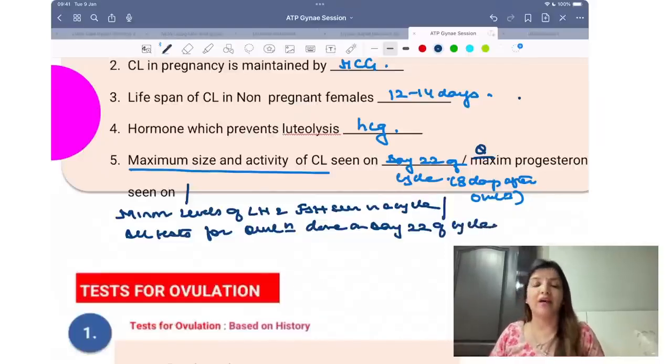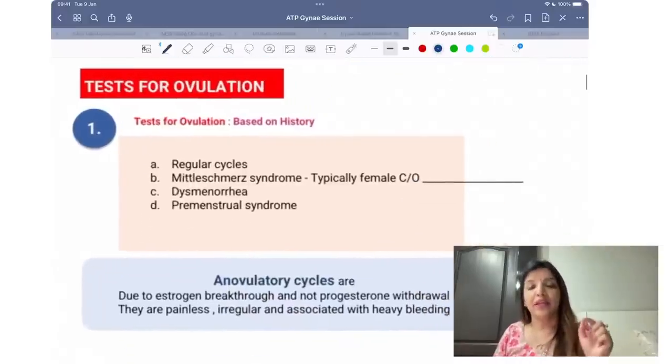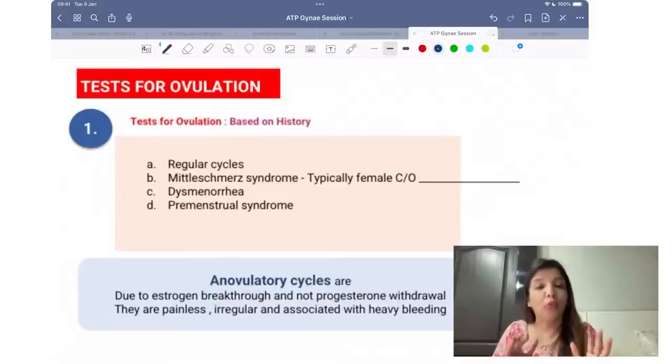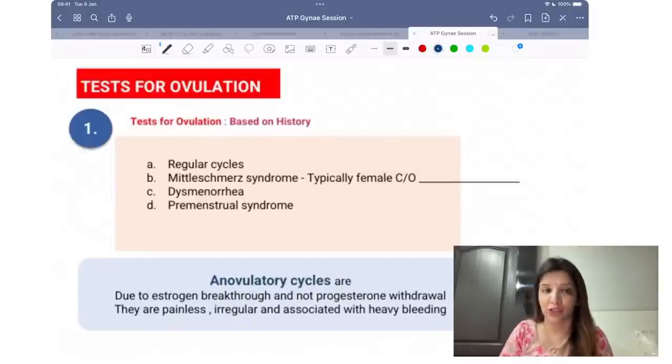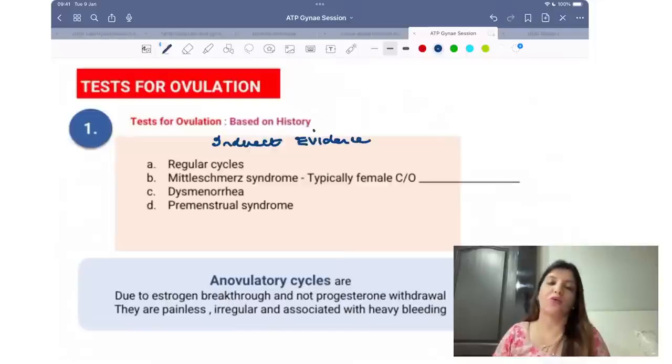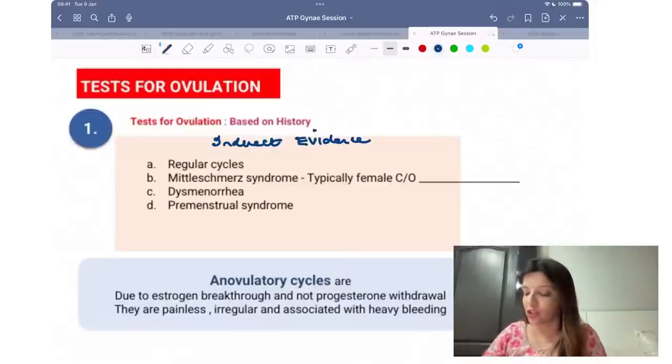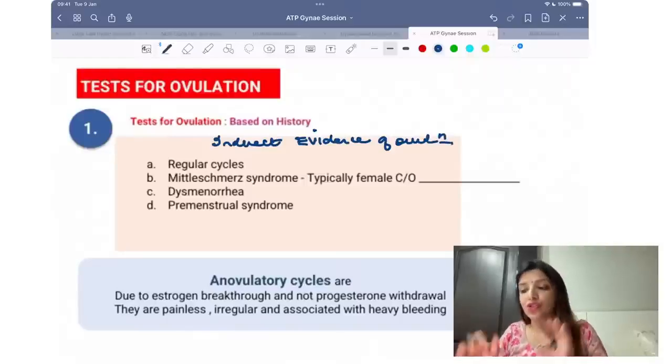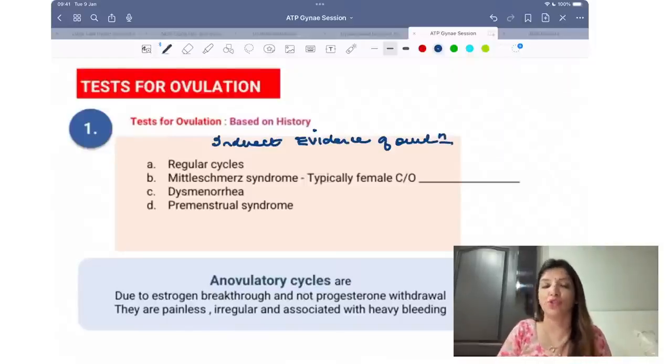Same question can be asked in 4 different formats. So as I was telling you, all the tests for ovulation are done on day 22. Let us talk about what are the tests for ovulation. Number 1, what are the hints in the history of the patient which tell you that your patient is ovulating? Number 1, if you ask your patient and she says that she is having regular cycles, so these are all indirect evidences. Whenever they ask you a question, what is the indirect evidence of ovulation? So history based evidence is indirect evidence of ovulation.